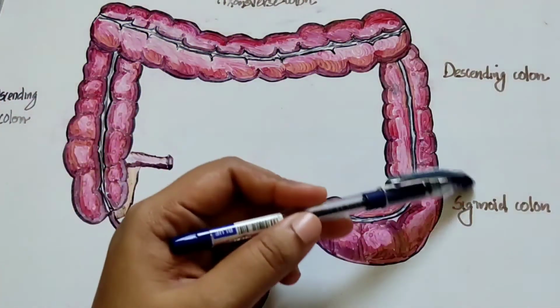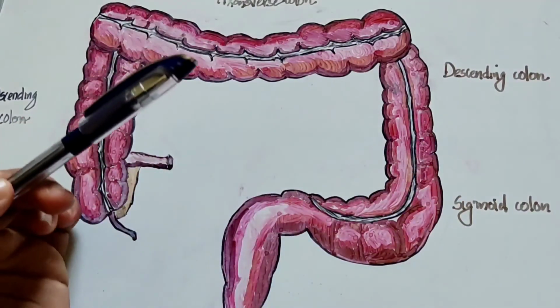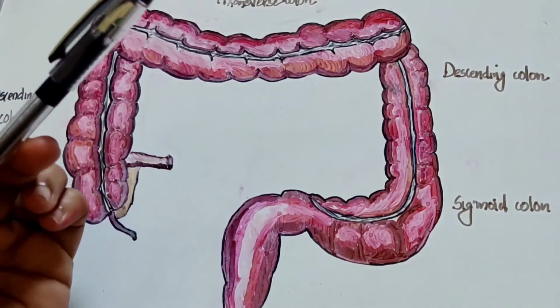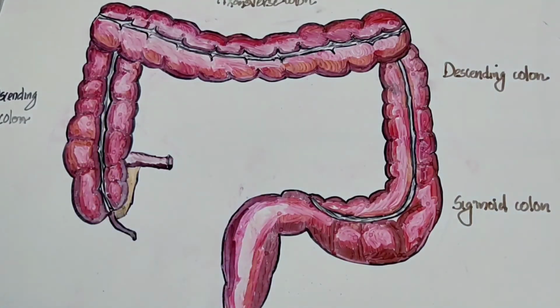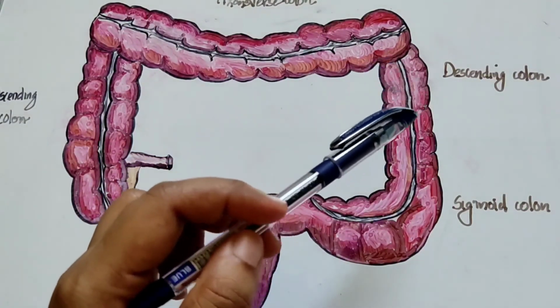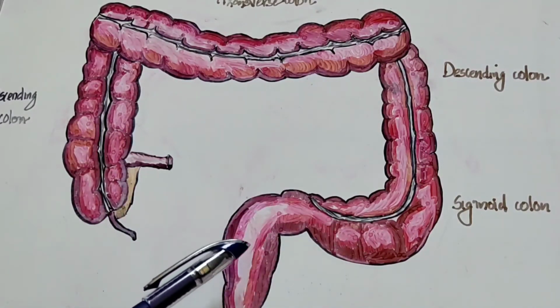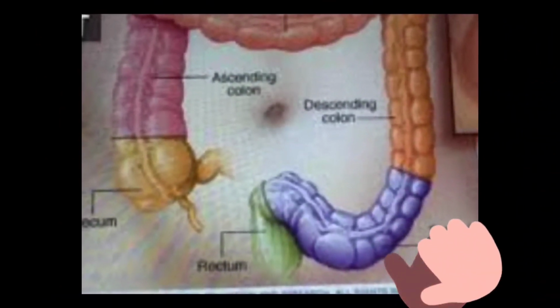Now we will discuss the last part of the colon, that is the sigmoid colon. It is about 37.5 centimeter long, and it extends from the pelvic brim to the third part of the sacrum. There it continues as the rectum. So that is all about the sigmoid colon. In this figure you can see the position of the sigmoid colon.